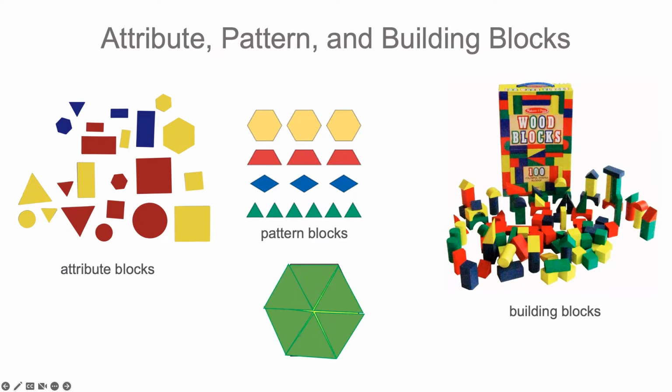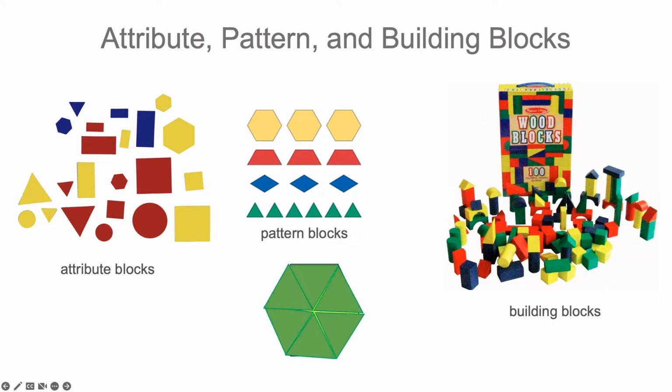The building block set on the right is used as 3-dimensional models. They can also be used for color and sorting activities, as well as identifying geometric shapes and identifying faces and vertices. These too can be used to create new shapes. For example, if you stack 2 cubes, you can create a rectangular prism.